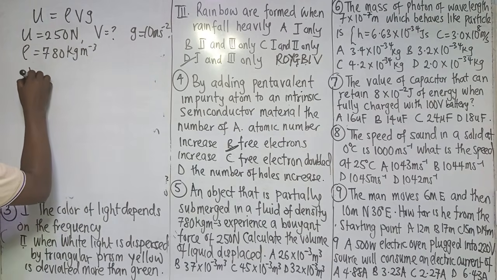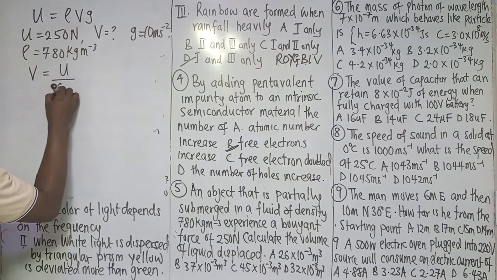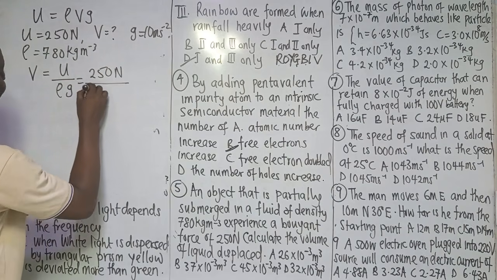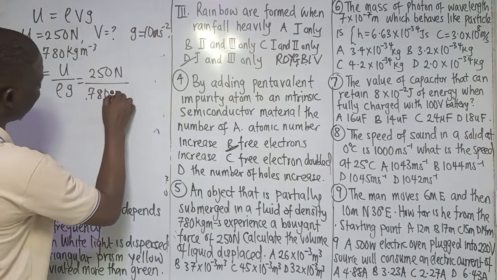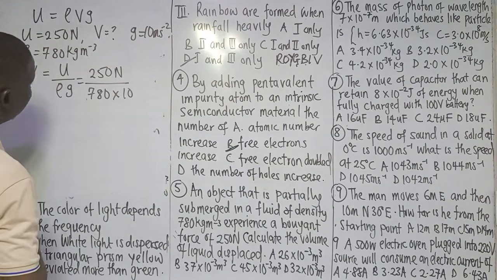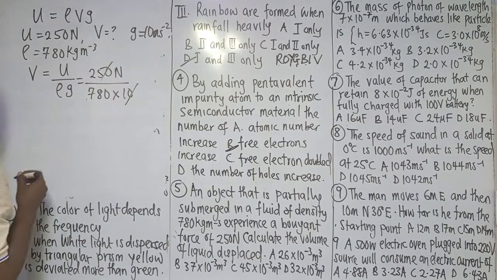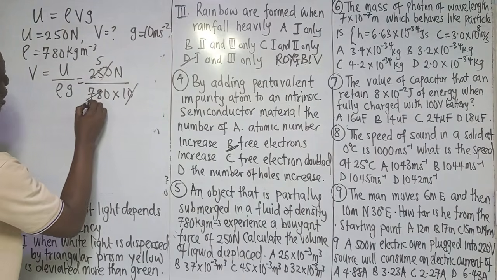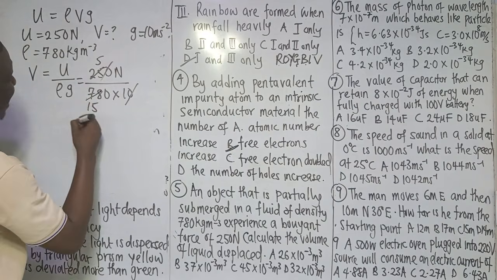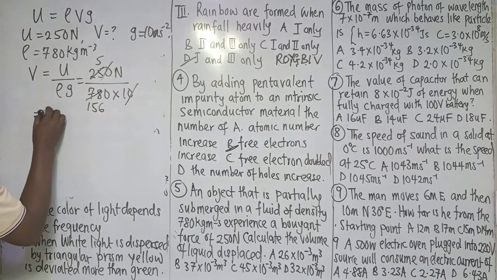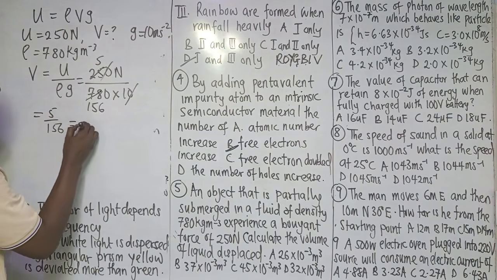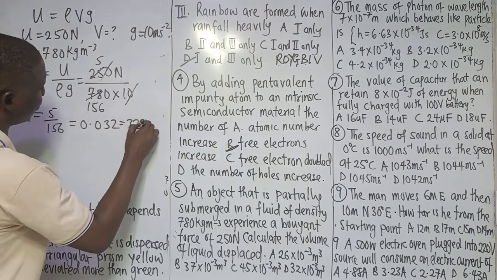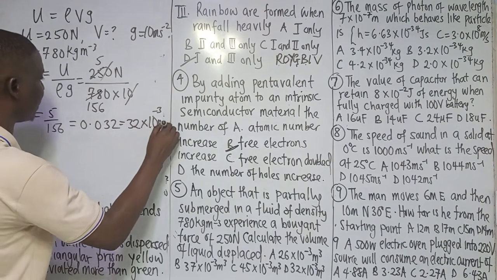Now we play with it. We have volume equal to upthrust over density times gravity, which is 250 Newton divided by 780 times 10. This 10 will cancel this. We have 5 go in 25, 5 go here, we have 5. 15, remainder 3. Then there's 156. 5 divided by 156, we have 0.032. That's about 32 times 10 power minus 3 meter cube.